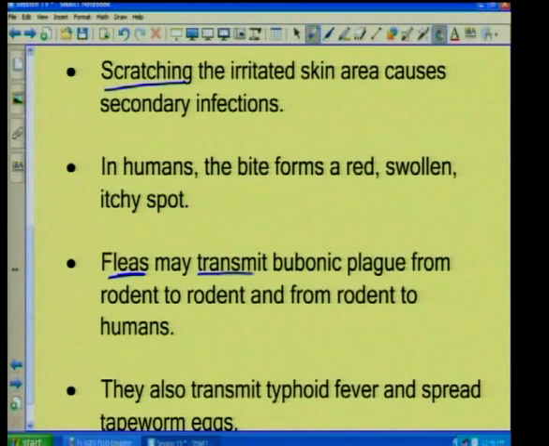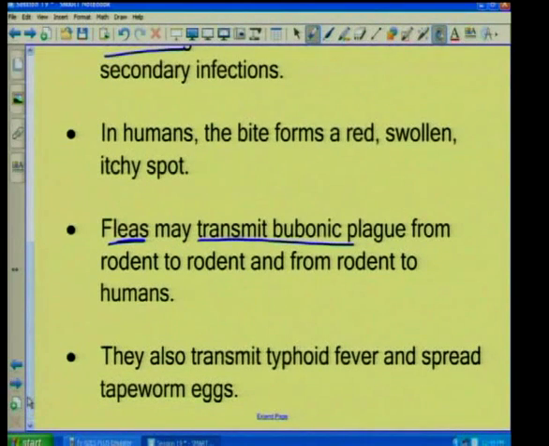Fleas were the reason why bubonic plague was transmitted in England when they had what was called the Black Plague. It was because of these fleas. And they also transmit typhoid fever and spread tapeworm eggs. Just going back to bubonic plague, you know the kiddies' song, Ring a Ring a Rosies, a pocket full of posies, a tissue, we all fall down. That was coined during the bubonic plague.